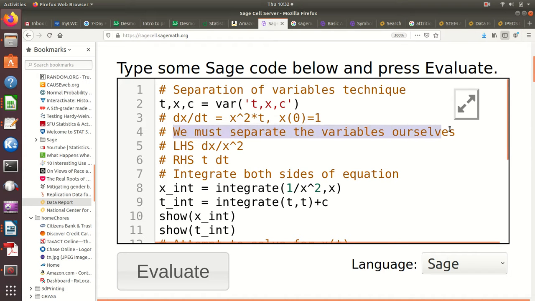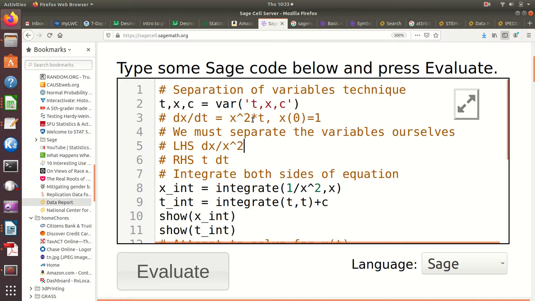Notice here I say we must separate the variables ourselves. Unfortunately, Sage and probably just about any math tool out there doesn't really have the capability to separate in the way we want to. Because we don't exactly want to solve for t, we don't exactly want to solve for x, we don't exactly want to solve for dx/dt, which we already have. So we have to do that work ourselves.